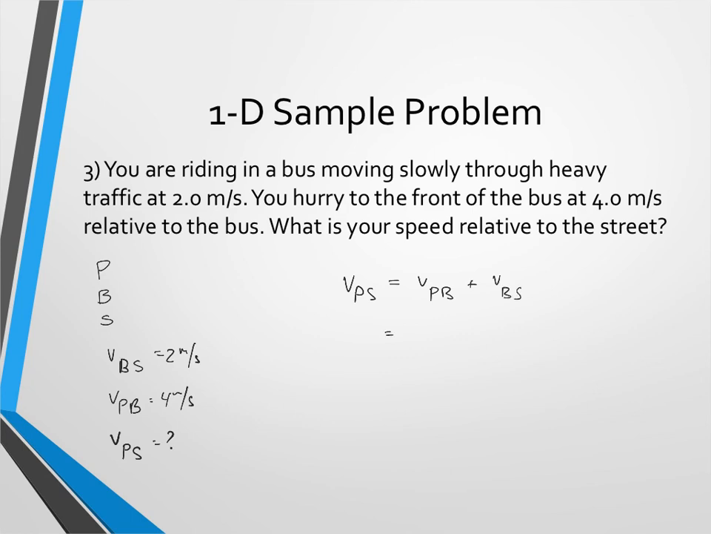Okay, let's check. We have PB and we also have BS. So PS is 6 meters per second. So it looks like, according to people outside on the street, you're moving really fast. Even though you're physically moving 4 meters per second, from the outside perspective of the street, you're moving much faster, 6 meters per second. So it's all about perspective. It's not what you concretely measure with tools. So it's all about the perspective, the observing reference frame.